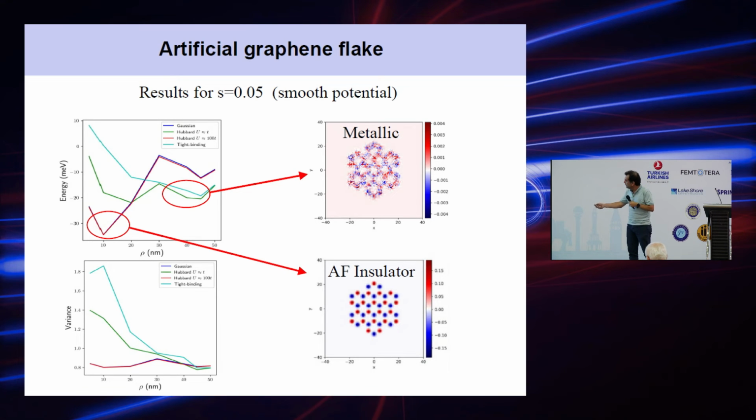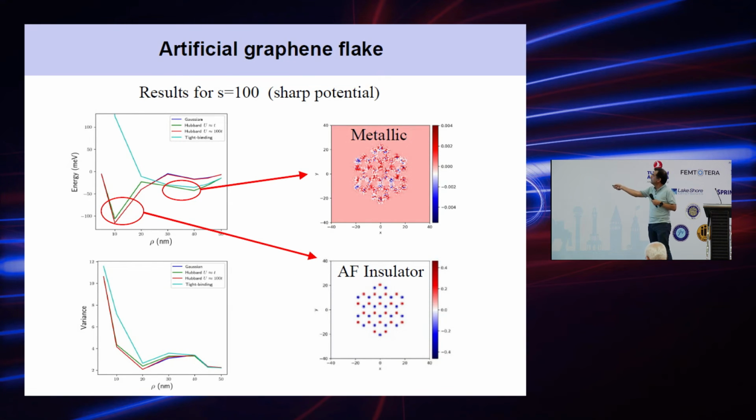We can also check the variance, and it is consistent with the energy minimization. Not that important here. These results were for a smooth potential. We also checked what happens for a very sharp potential, and we get similar behavior, again around 20 or maybe 25 nanometers of diameter. Below that we have an antiferromagnetic insulator, and above that we get metallic behavior.